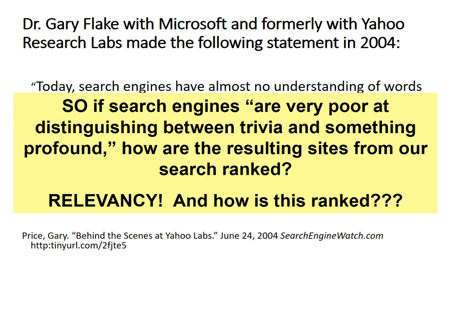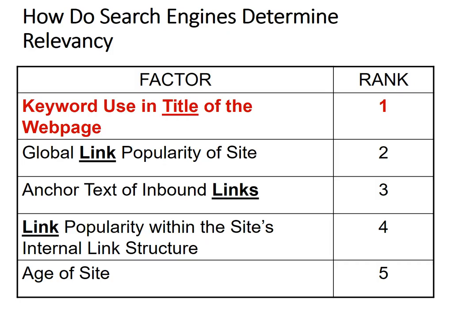So if search engines are very poor at distinguishing between trivia and something profound, how are the resulting sites from our search ranked? By relevancy. And how is this ranked? The number one way search engines determine relevancy of articles to our search query is to find the keyword use in the title of the web page, followed by global link popularity of the site, and so forth.